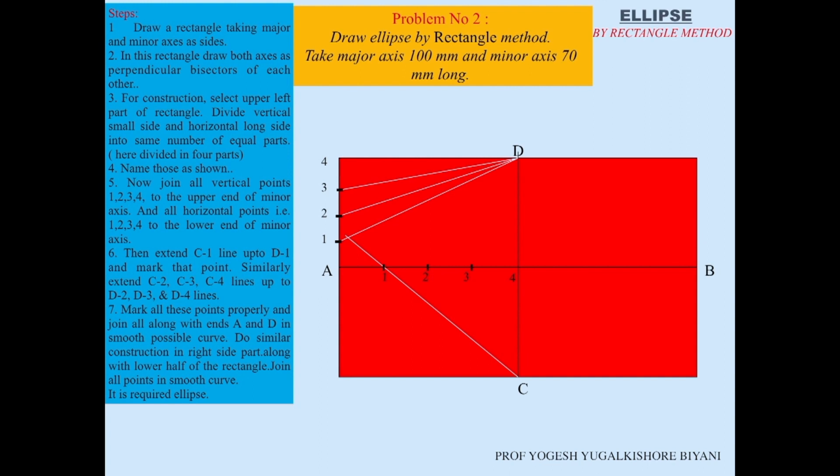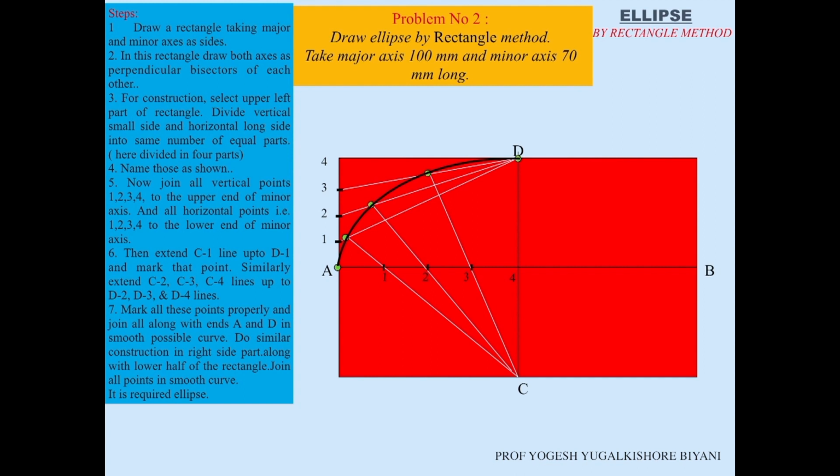Now we'll extend the C1 line up to D1 and mark that point. Similarly, we'll extend the C2, C3, C4 lines up to the D2, D3 and D4 lines. Now we'll mark all the points properly and join them along with the ends A and D in a smooth possible curve. See, we have done the ellipse by rectangular method.